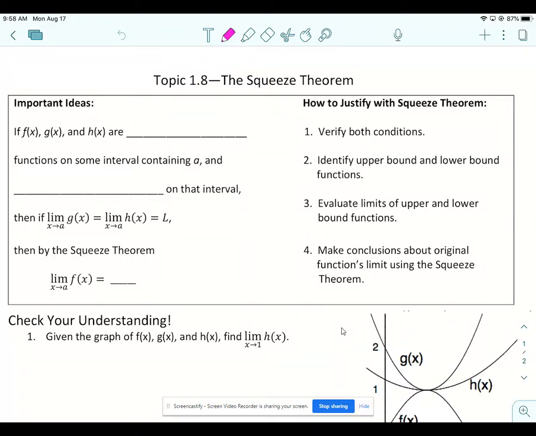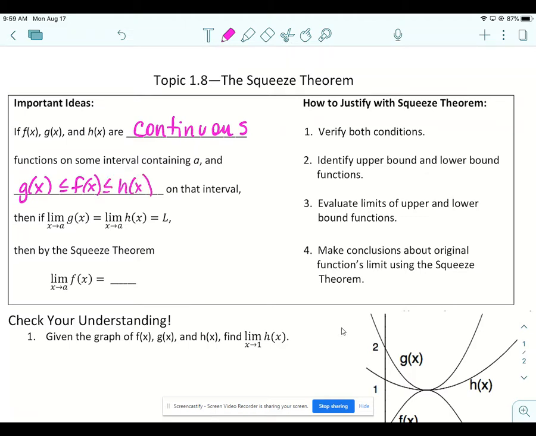And we know that if a function is lying in between two other functions, then we can find a limit. So our conditions are that all the functions we're talking about are continuous. So we have f, g, and h are continuous, and they're on some interval that contains a value a, and g of x is less than or equal to f of x, which is less than or equal to h of x.